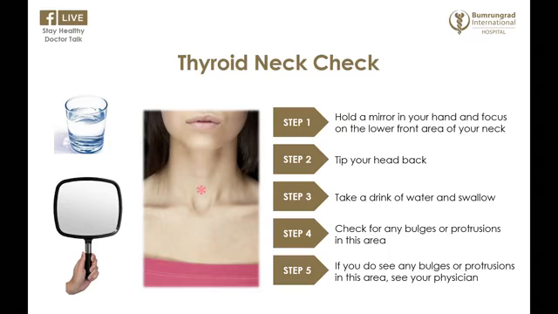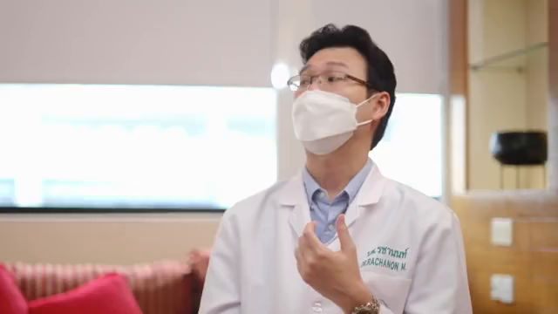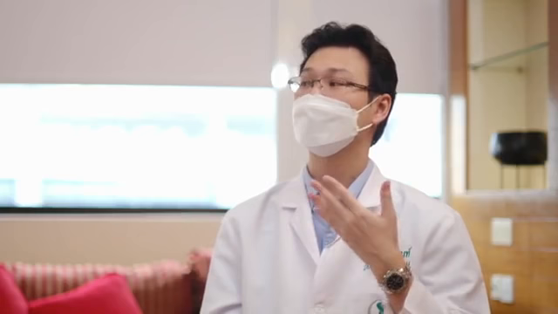Then you tilt your head back a little bit, take a sip of water, and swallow. Usually when you swallow, the thyroid gland moves up. If you see anything protruding from that area, or a lump or anything abnormal, that is likely to be a goiter or a thyroid nodule. If you notice that, of course you should consult your doctor because you may have a structural problem of the thyroid gland.